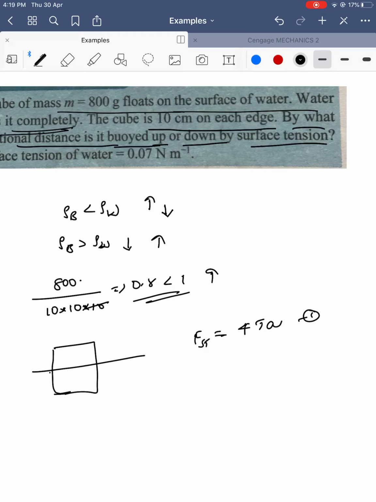That is the first expression. The downward force, F gravity, is equal to 0.8 into G. Next, the buoyancy force is equal to the density of water, 1 gram per cc, into the volume. We don't know how much it is submerged, so 10 into 10 into x, assume x. So the buoyancy force is density into volume submerged into G. Density is 1, the volume submerged is 10 into 10 into x, into G.